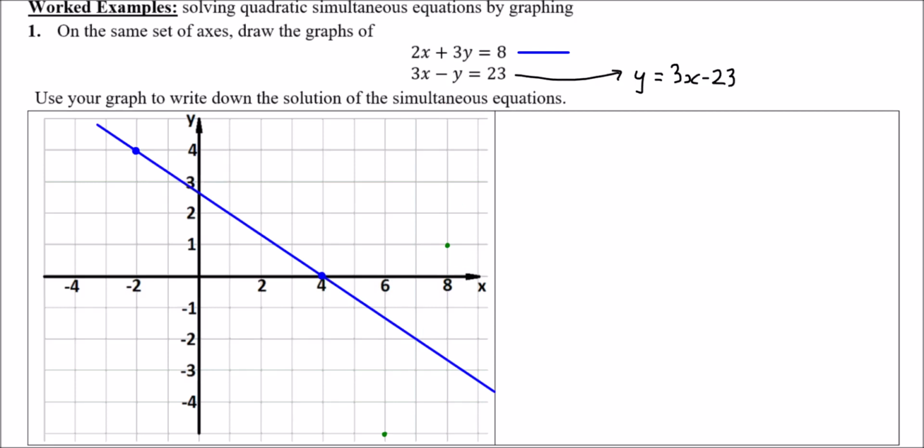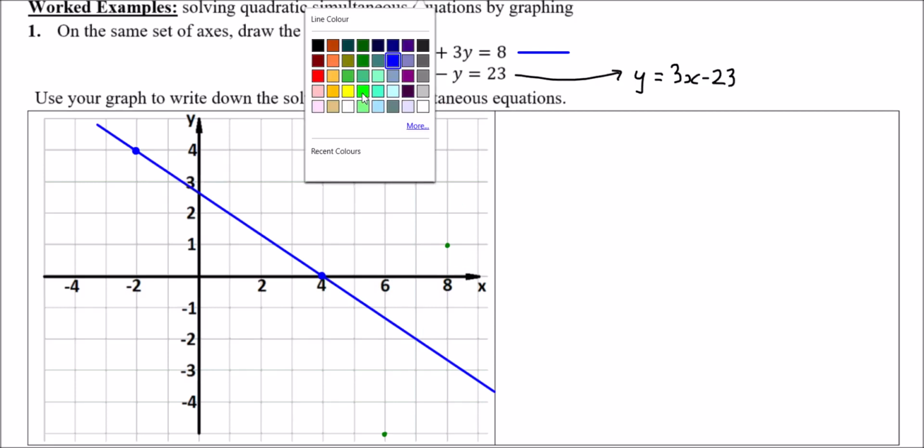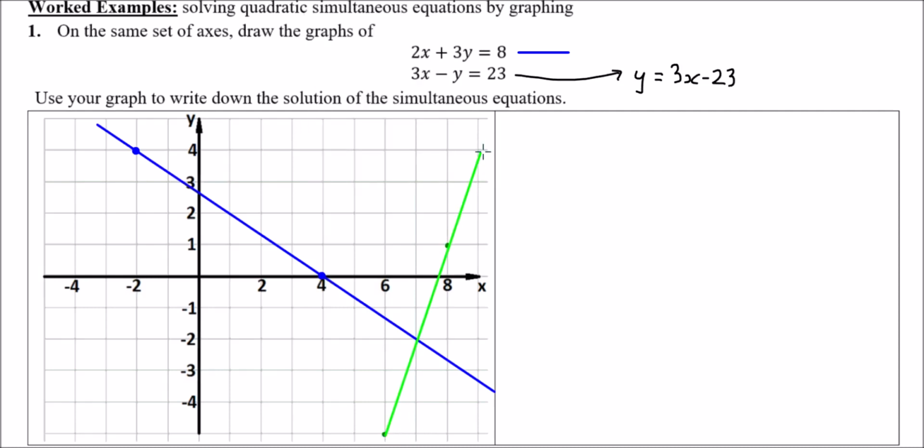So if we were to now just draw a line representing that, going through these 2 points, remember for a straight line graph all you need is 2 points. That one would look something like this. So now we can see that we've got 2 different lines representing these 2 different equations, the green and the blue.